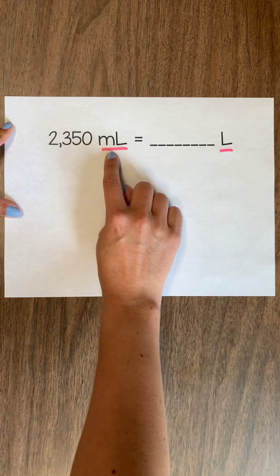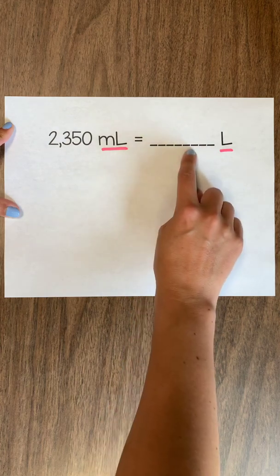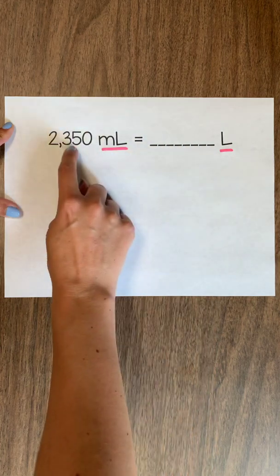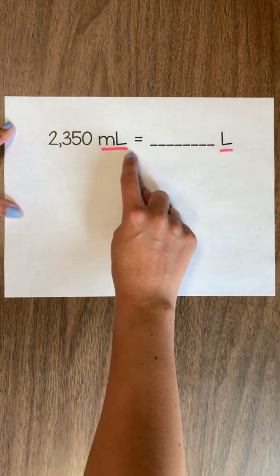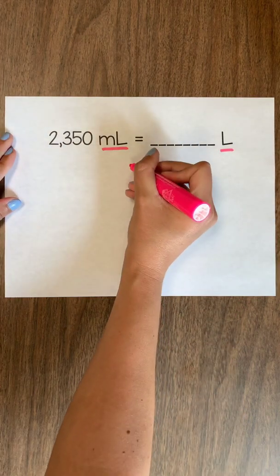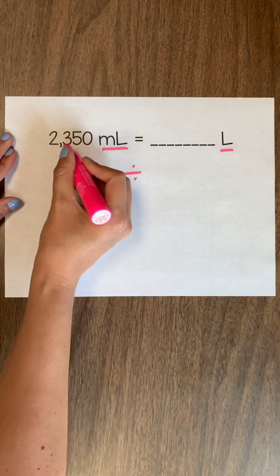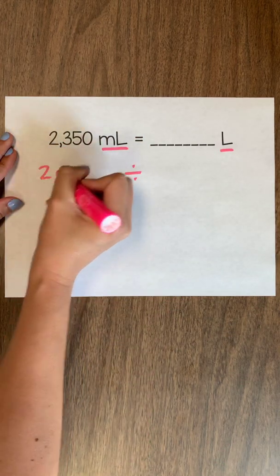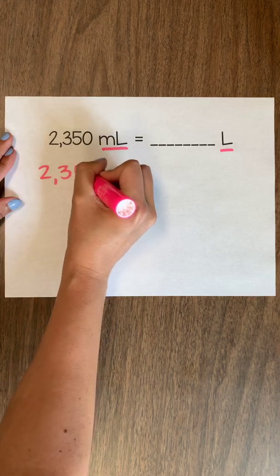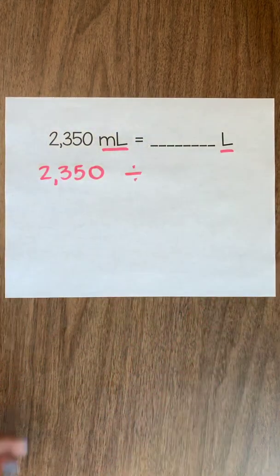Whenever you go from a small unit to a big unit, you know that it's not going to take as much of the big unit. This number should be a lot smaller than this one. So when you go from a small unit to a big unit, you divide. So I'll just start by writing my division symbol down. Okay, next thing I'm going to do is just pull this number down. So we've got 2,350 milliliters being divided by, well, how many liters?